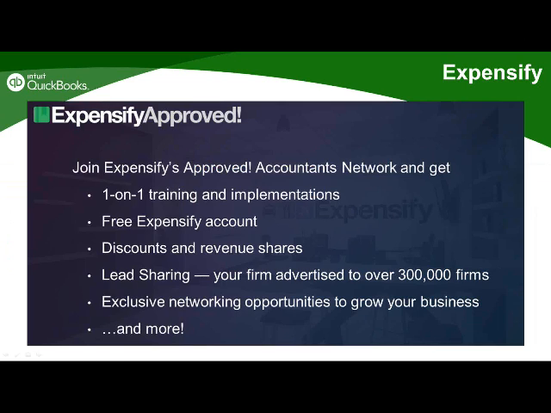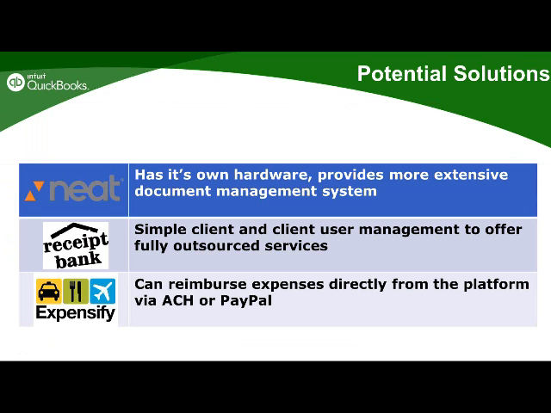So let's do a quick overview of the solutions that we looked at today. So you've got Neat with its own hardware and the additional document management stuff. We've got Receipt Bank, which I prefer for the teams, and I like how it's divided out. And we've got Expensify, whose unique thing is the direct reimbursement via ACH or PayPal, which I didn't show you that button for, but basically when you check the box, when you make something reimbursable, there's a place where you can just send it back out.